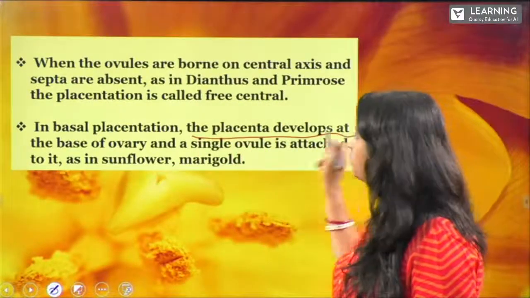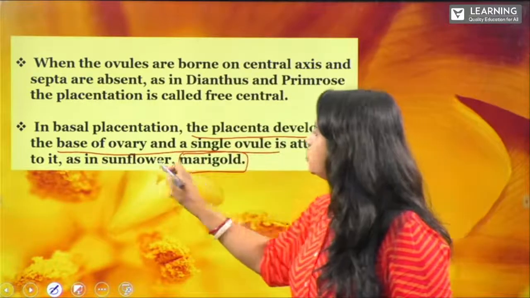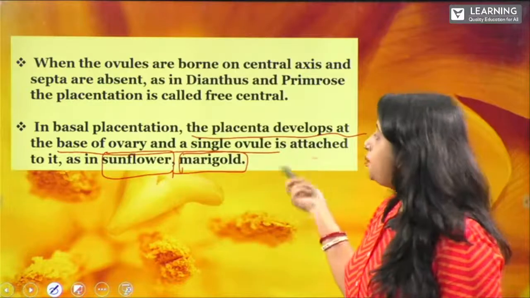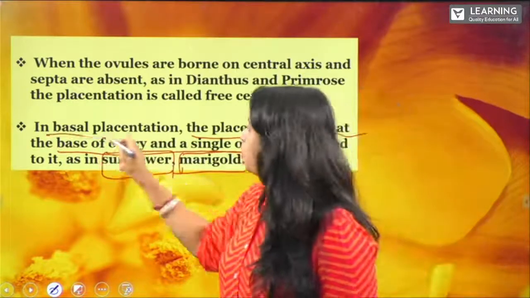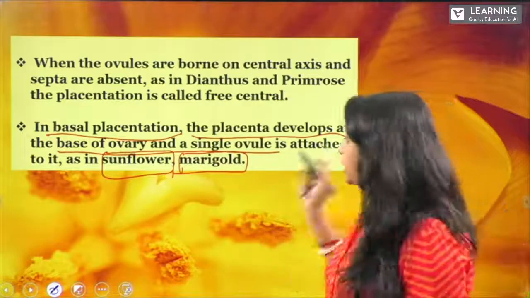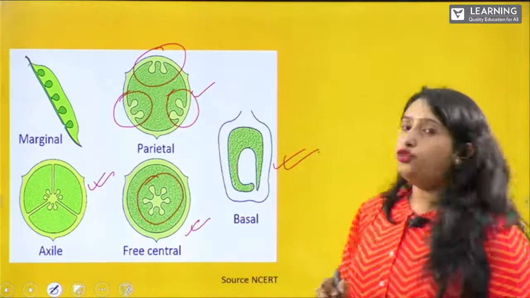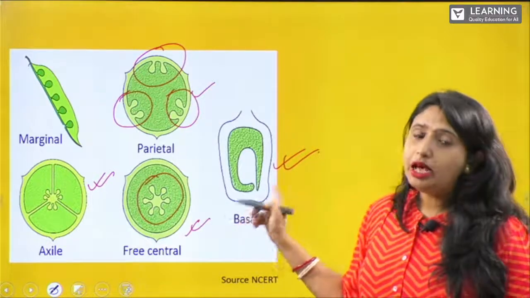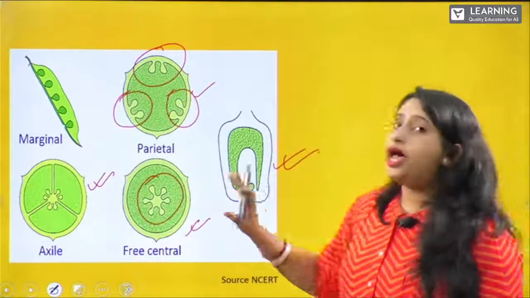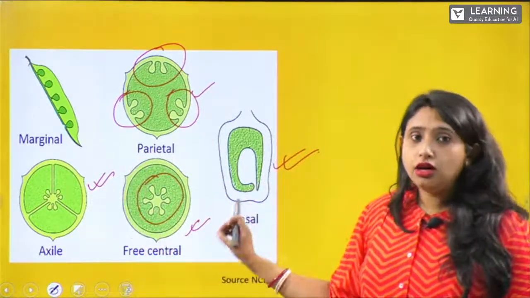And the last one is your basal placentation. That is, the placenta develops at the base of the ovary, as we see in case of marigold and sunflower. So this type of arrangement of placenta is called your basal placentation, where the placenta develops at the base of the ovary. So these are the 5 types of arrangement of your ovules inside the ovary.